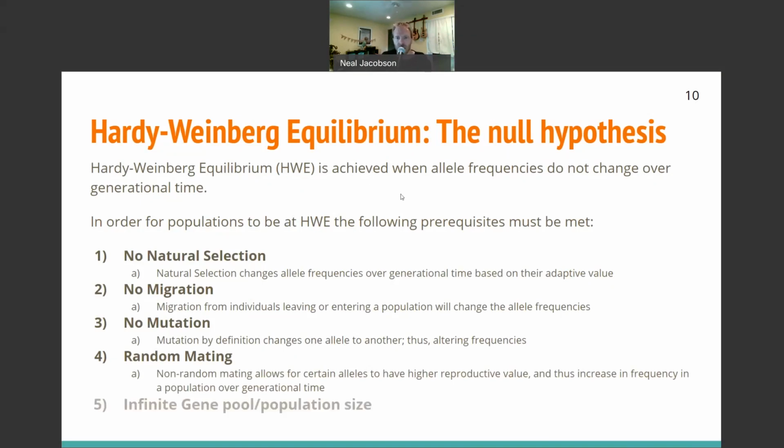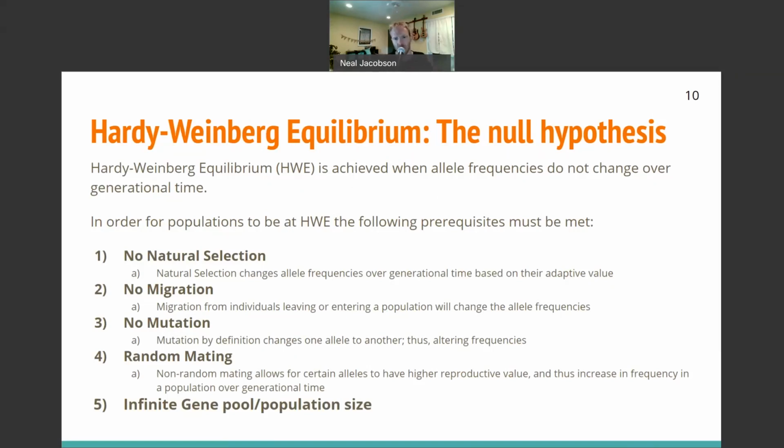And then finally, in order for a Hardy-Weinberg equilibrium to actually work, you have to have an infinitely large population or gene pool. And here's why. Remember when we went back to that thing where we had a gene pool and I said, okay, what's the probability I pull out a big P allele? What's the probability I pull out another big P allele?